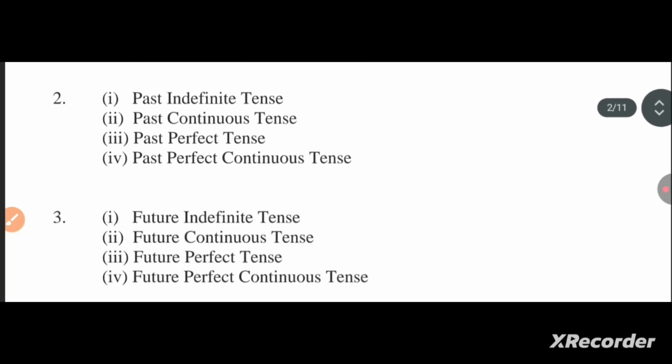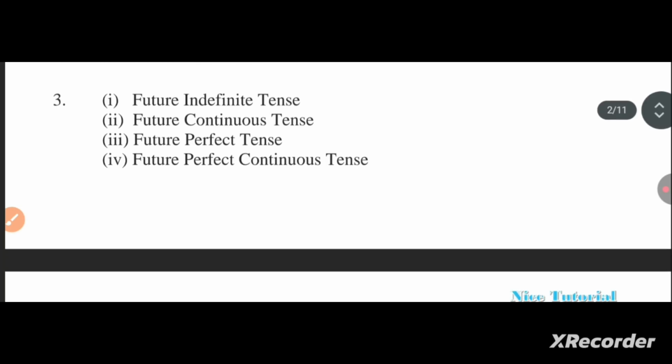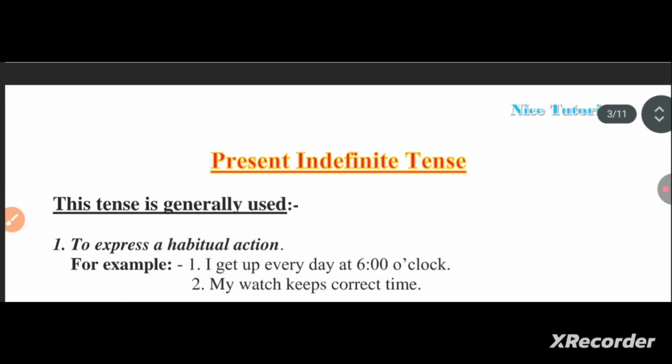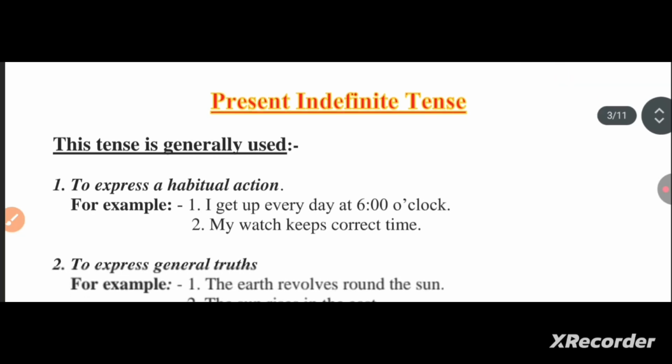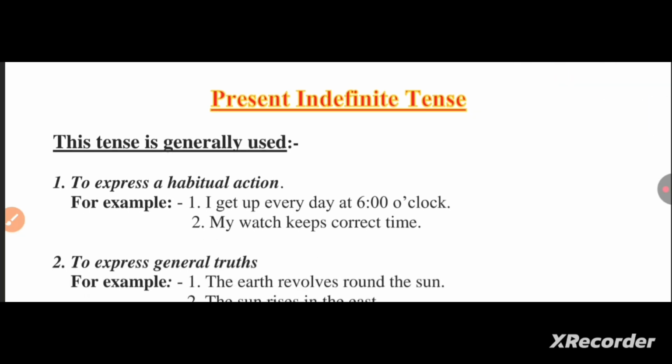Similarly, in the past tense, these different forms are past indefinite tense, past continuous tense, past perfect tense, past perfect continuous tense. Then again in the future tense, the different forms are future indefinite tense, future continuous tense, future perfect tense, future perfect continuous tense. Now we will learn in detail about the present indefinite tense at first.